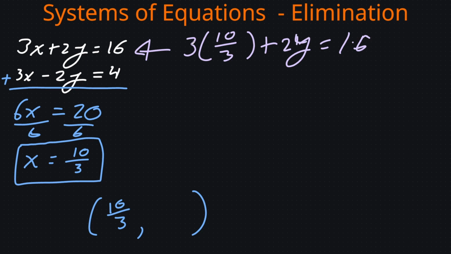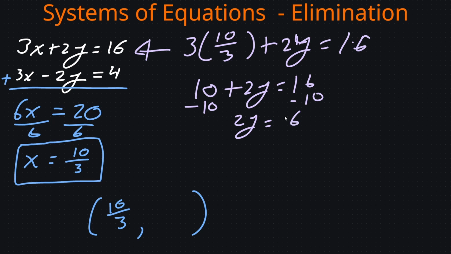Now, first off, I can do 3 times 10 over 3. That's pretty nice. It cancels. 3 and 3 cancel, give you just 10 plus 2y equals 16. Next, I'm working from the outside in. I'm going to get rid of that 10 by doing the opposite, minus 10, minus 10. I have 2y is equal to 6. And then I'm going to divide by 2 on both sides because that's the opposite of multiplying by 2. Y is now equal to 3.